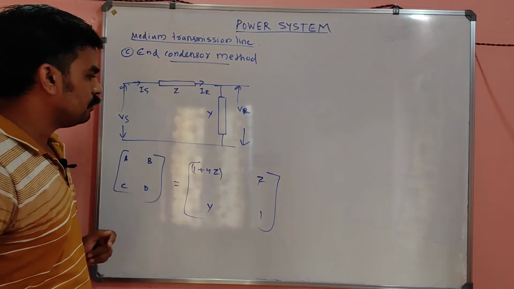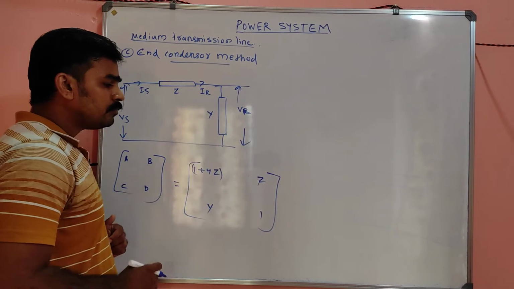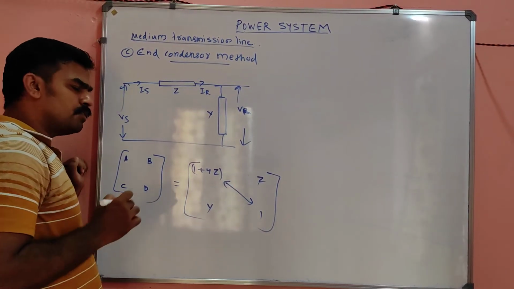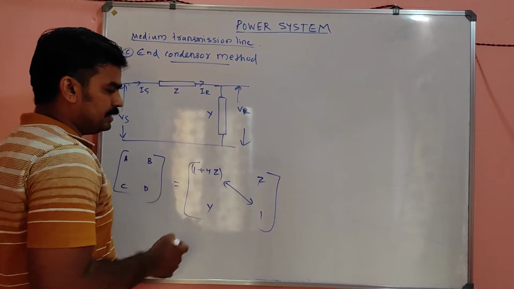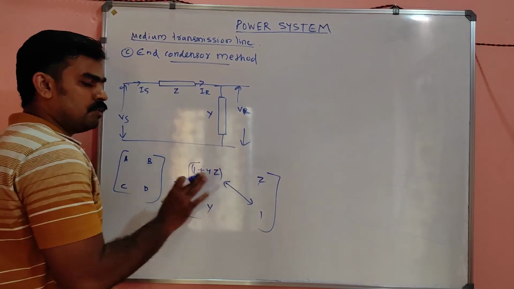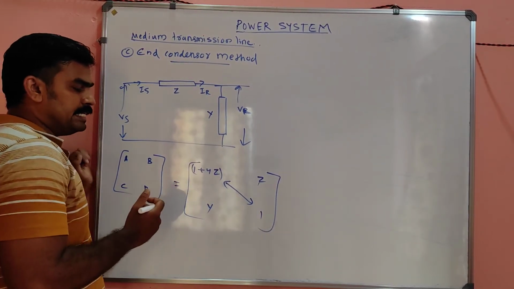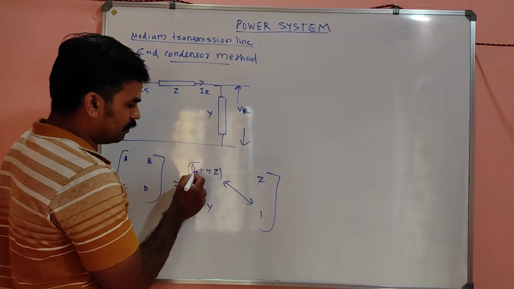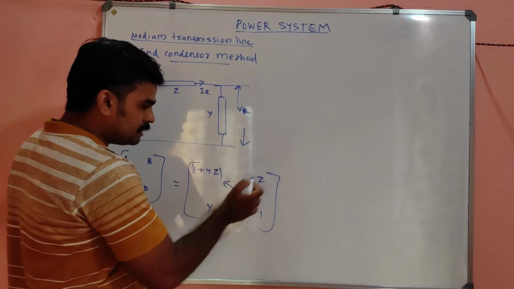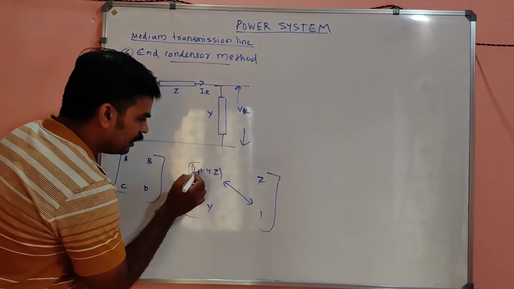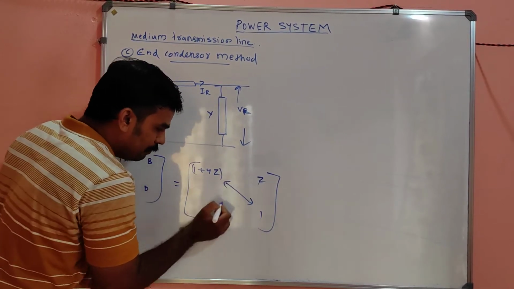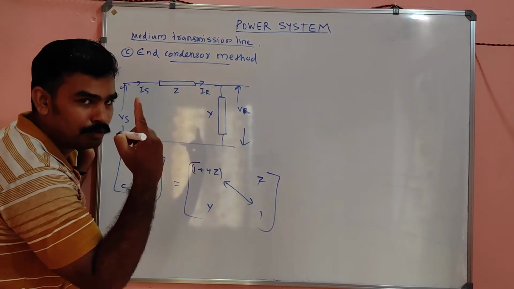So by looking at this also, you can say one thing. It is of course not symmetrical, since A, 1 plus yz, is not equal to D, 1. But it is reciprocal. Let's check that: A into D minus BC, 1 plus yz minus yz, the yz gets cancelled, equal to 1 you get.